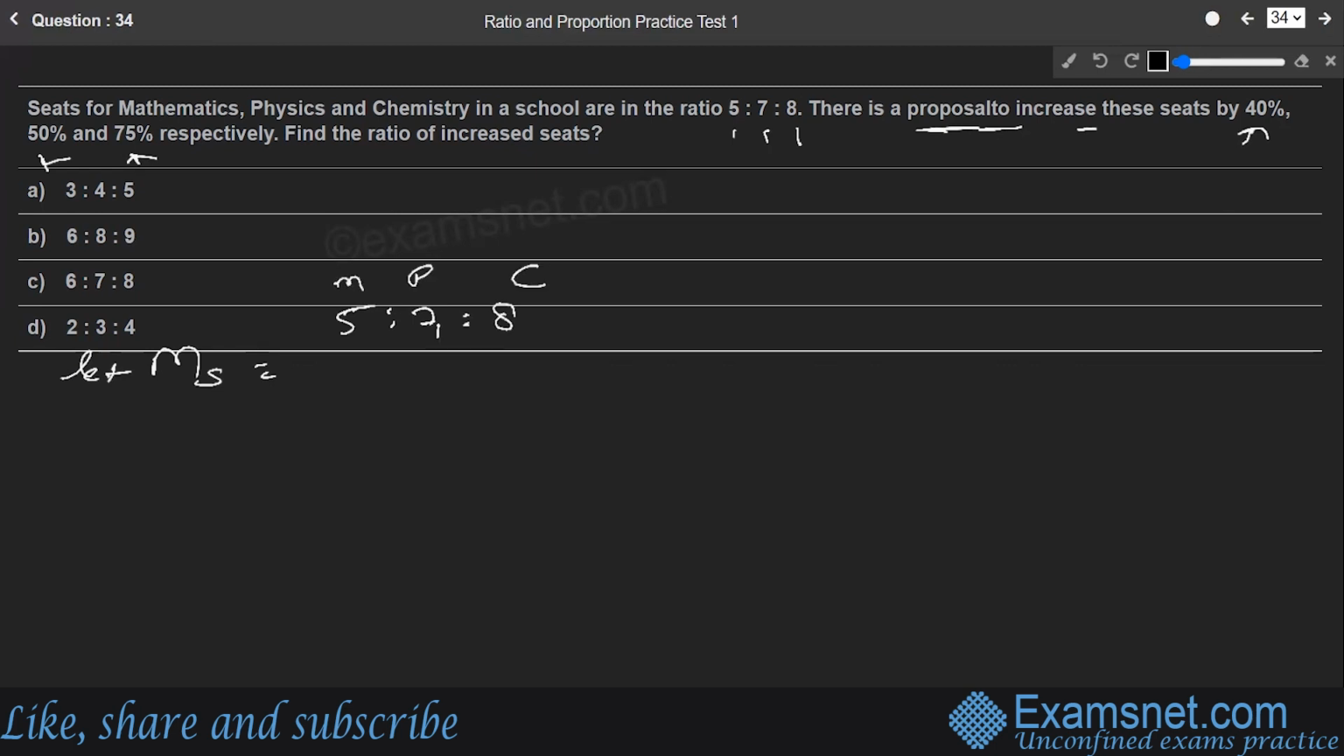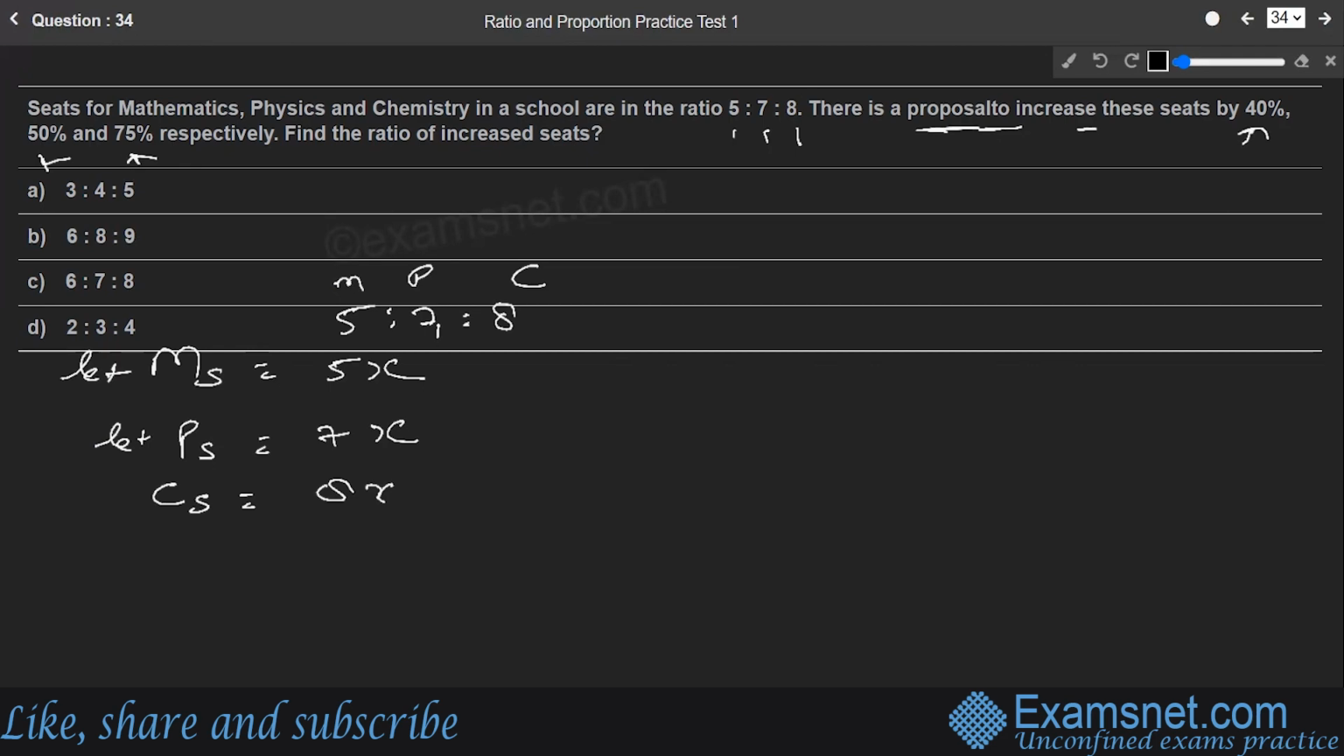So let's say the seats of maths, that is MS, is 5x. Similarly, the seats for physics, PS, is going to be 7x, and the seats for chemistry, CS, is going to be 8x for us. So this is 5x, 7x, and 8x. These are the three values that we have.